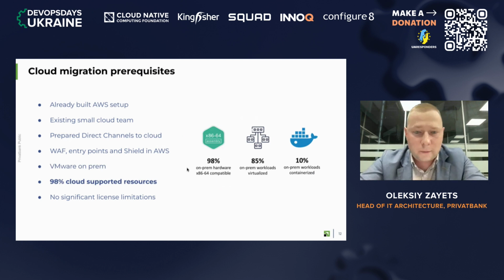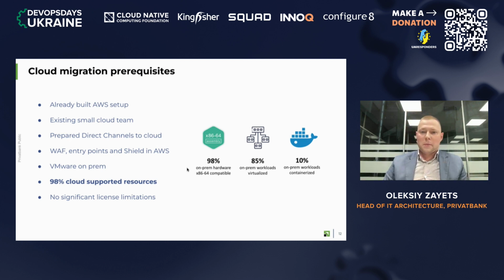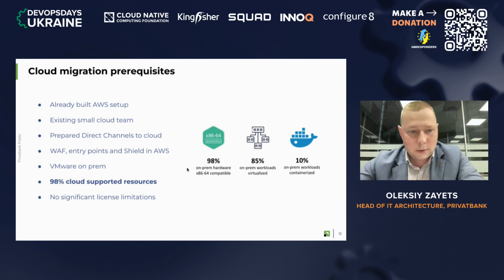Another good option which was helpful for us: more than 98% of our on-prem resources were cloud supported. We didn't have mainframes or special CPU architecture. That's why almost all of them, except part of the crypto hardware, were supported by AWS, and we migrated them without significant issues.